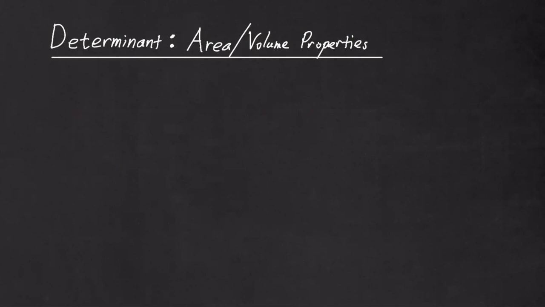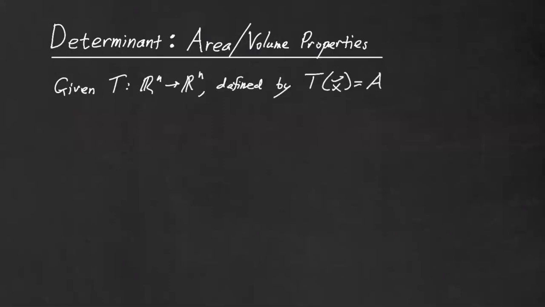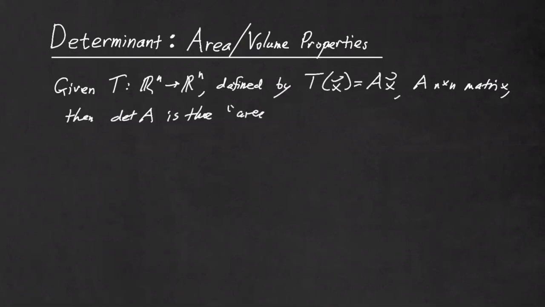Given a transformation T from n-dimensional real space to n-dimensional real space, defined by a matrix, right? T of x equals A times x, where A is an n by n matrix, then the determinant of A is the area or volume, I guess area, I'm thinking of the two-dimensional transformation. Volume with three dimensions, and there are higher-dimensional versions of volume, called hypervolumes. It's the area slash volume scaling factor.